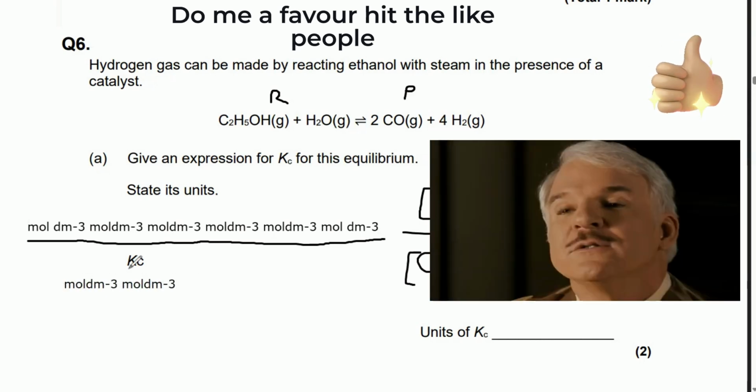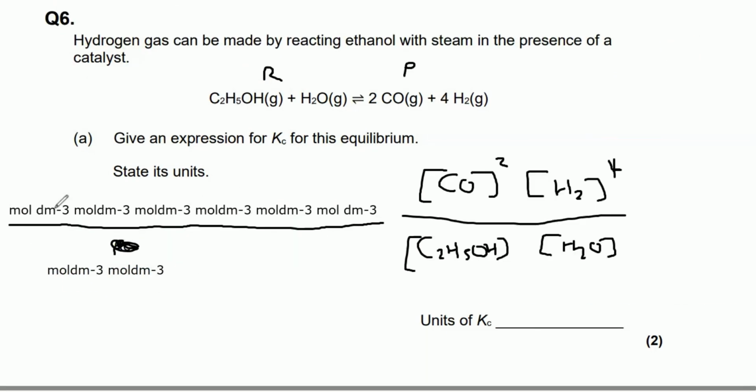Okay, guys, check this out. What I'm trying to show you here is you see I've got 2 lots of carbon monoxide, 4 lots of hydrogen. So there's actually 6 lots of mole dm^-3. 1, 2, 3, 4, 5, 6. And down below, as there's no coefficients for the reactants and they're underneath, I've just got ethanol to mole dm^-3 and water mole dm^-3.